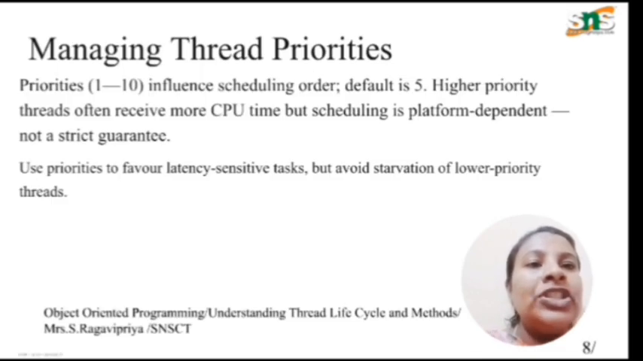So managing thread priorities. The priorities 1 to 10 influence scheduling order. Default is 5. Higher priority threads often receive more CPU time, but scheduling is platform dependent, so not a strict guarantee. Use priority to favor latency sensitive tasks but avoid starvation of lower priority threads.